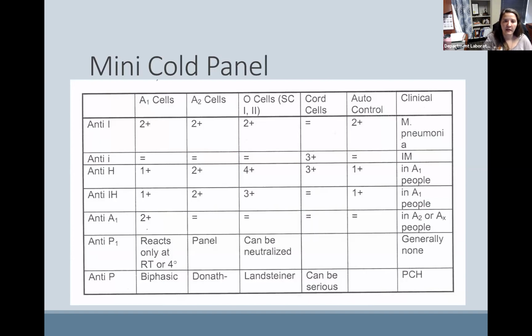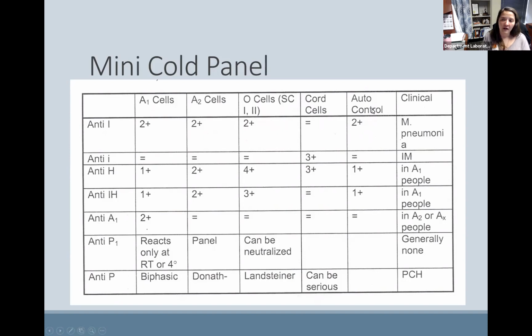All right, so here's your mini cold panel like I mentioned. You'll have your O cells, so these would be screening cells 1 and 2, your cord cells, and your auto control. Some people, if you're trying to differentiate anti-IH from IH and I, they might include the A1 cells and the A2 cells. In my experience, our mini cold panel only consisted of the O cells, the cord cells, and the auto control.